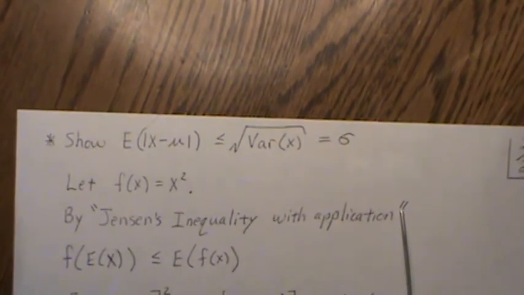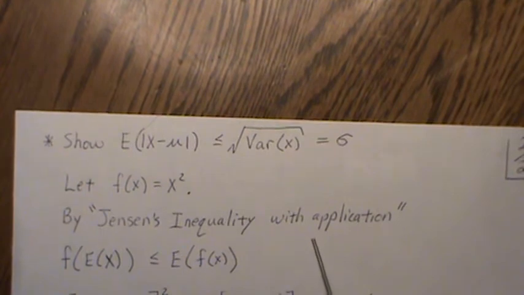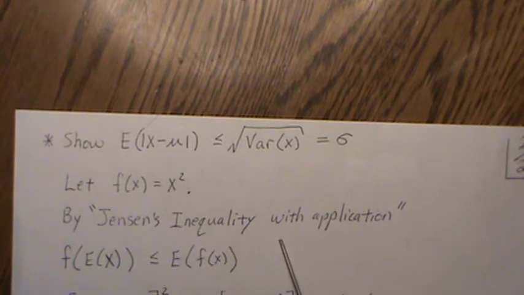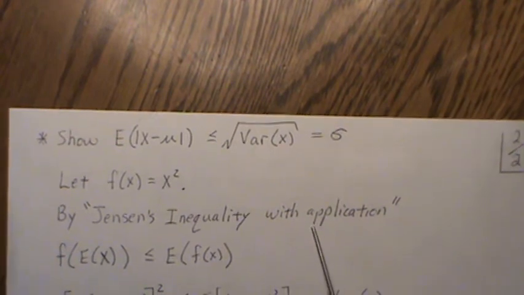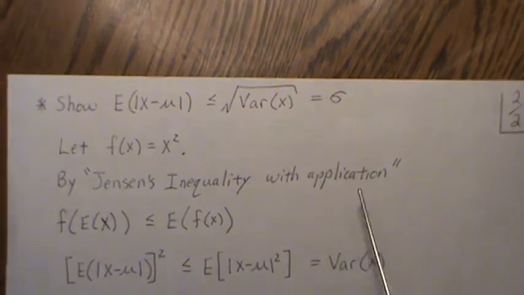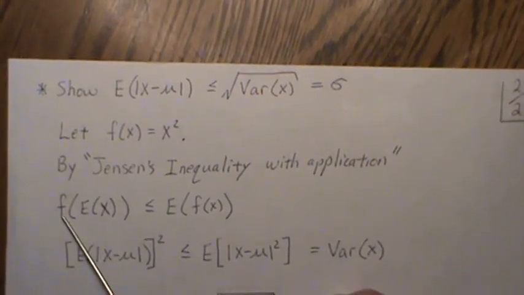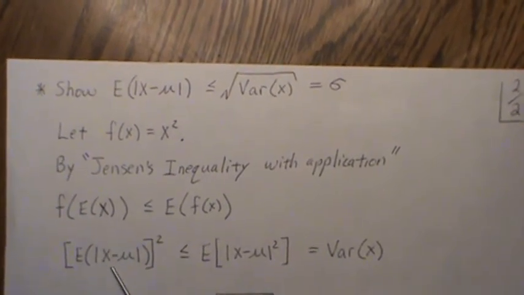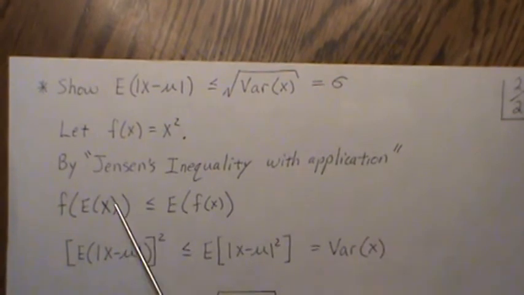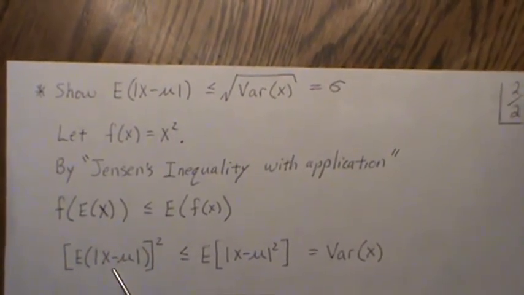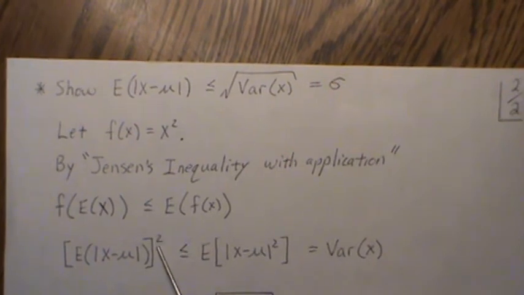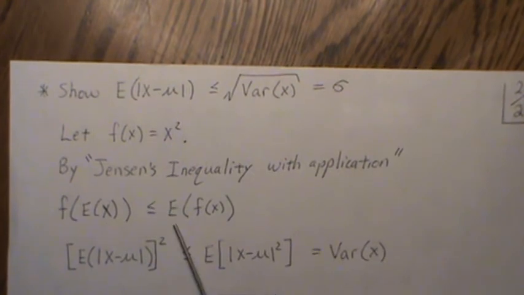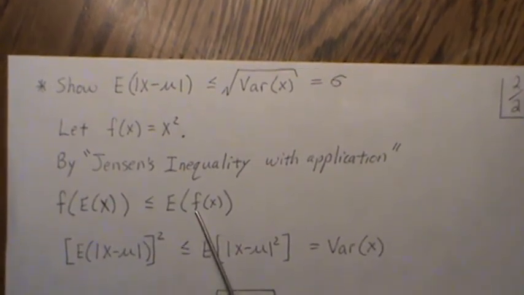I have quotes around this because I have a video called Jensen's Inequality with Applications, where we prove Jensen's inequality two different ways, and then we use it in some interesting applications, statistical applications specifically. So here, we're going to let X be the absolute value of X minus mu. That's, in quotes, the new X. And then f is the squaring function, and that's where we get the squared there. The expected value of this is less than or equal to the expected value of the function squared.